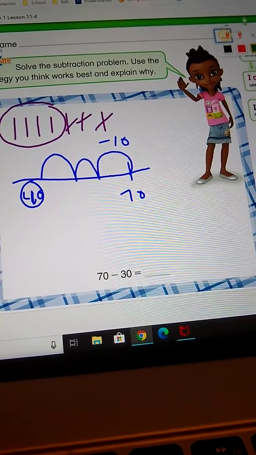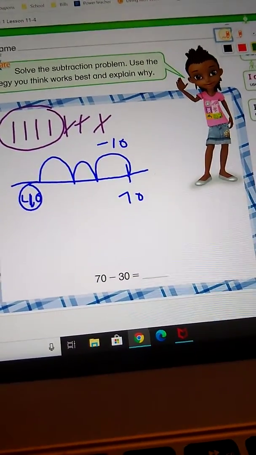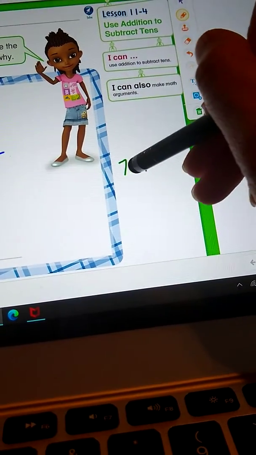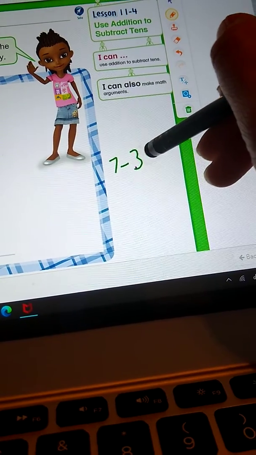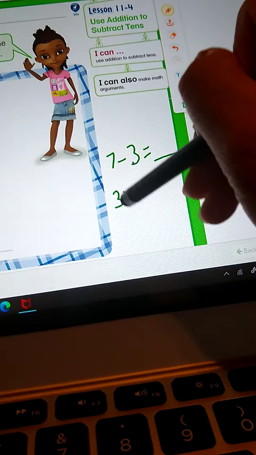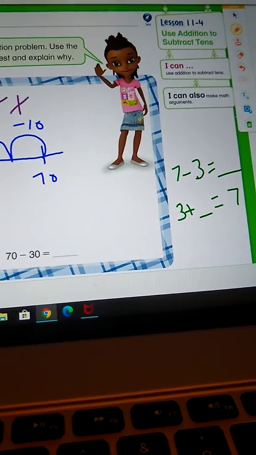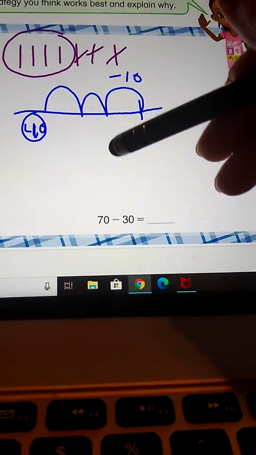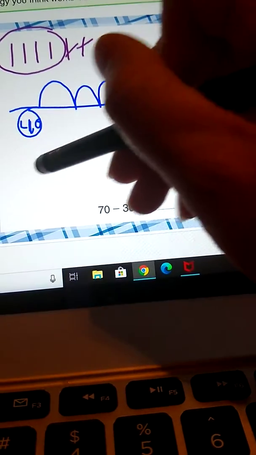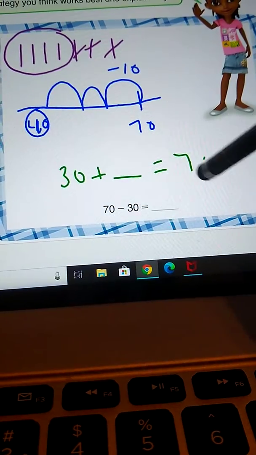So 70 minus 30, how can we turn that into an addition sentence? If you can remember, way back in the beginning, let me make it simple for you. Remember, 7 minus 3 equals what? We turn that into an addition sentence, that'd be what? 3 plus what equals 7, right? So same concept, okay? So let's go back over here. We're going to turn this into an addition sentence. So it'll be 30 plus what equals 70.